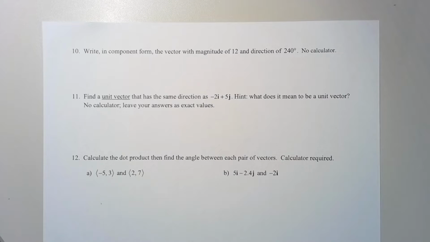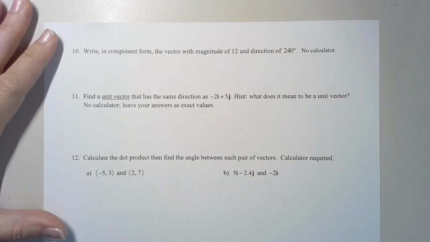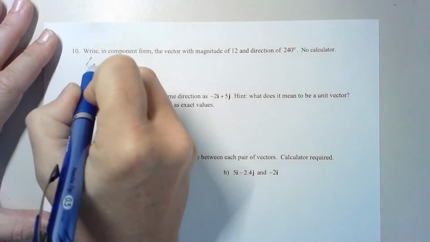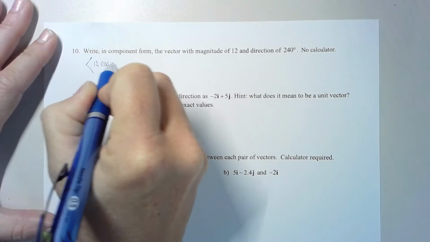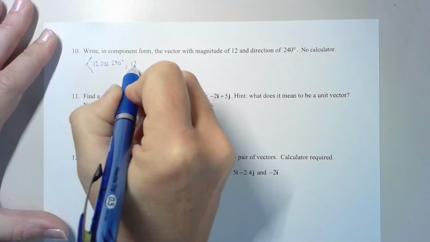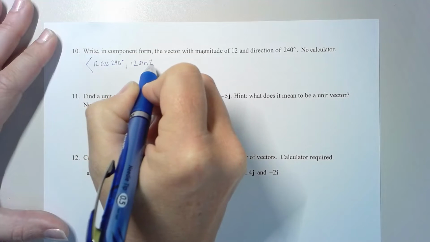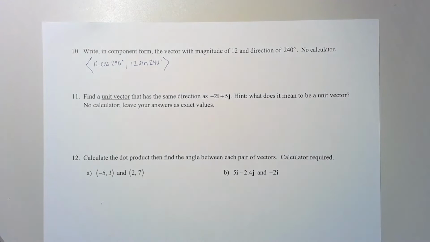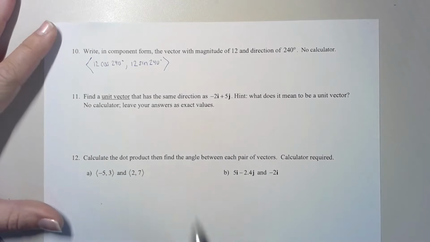All right, so let's take a look at number 10. Write in component form a vector with magnitude of 12 and direction of 240 degrees. Well, we have a formula for this, don't we? So in component form, we want the magnitude times the cosine of the direction, and then we want the magnitude times the sine of the direction. And so now it's just a matter of us evaluating those trig functions.